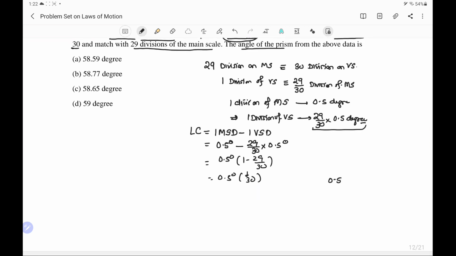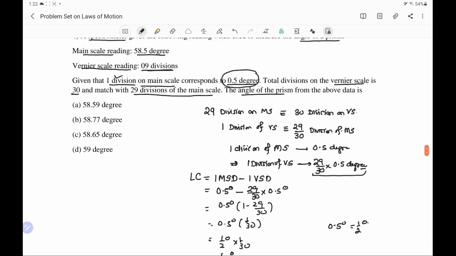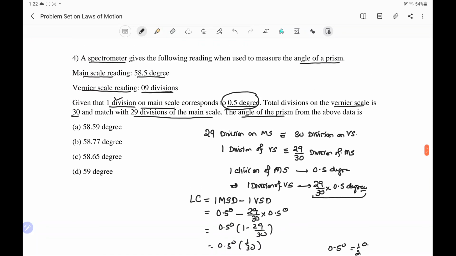0.5 degree, we can write it is 1 by 2 degree. So it is equal to 1 by 2 degree into 1 by 30, or we can write it is 1 by 60 degree. So least count of the spectrometer is 1 by 60 degree. Now we have to find the reading with the given data.